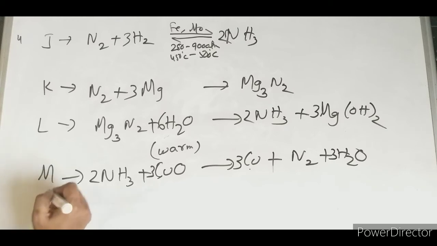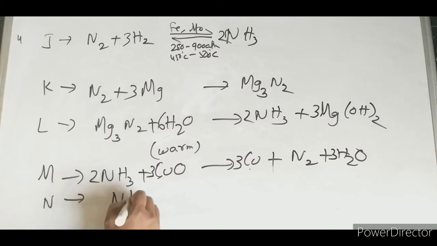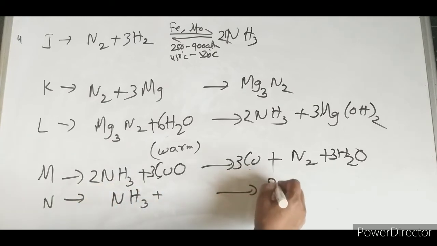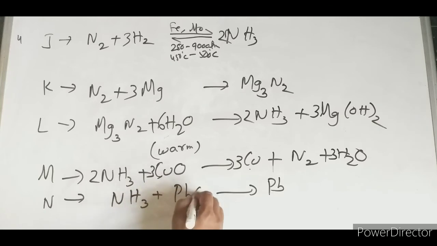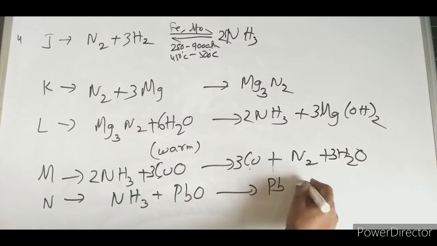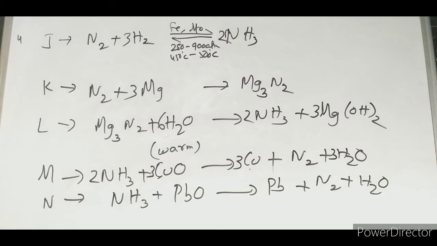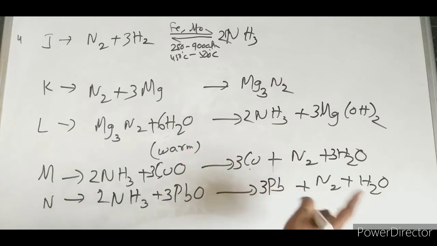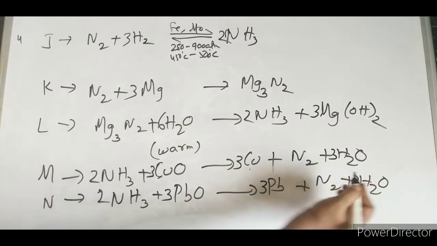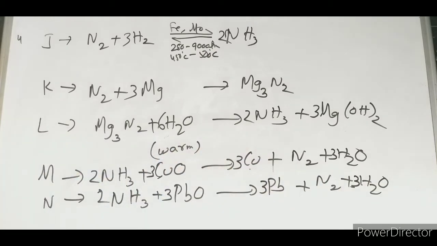Then what is N? N is from ammonia to Pb. So here ammonia, addition of something gives rise to Pb. So here this one will be PbO. Okay, addition of PbO, it gives rise to Pb plus nitrogen plus water. So now let us balance: 2 ammonia, 3 PbO, here 3 Pb, the same thing only, here 3 water. Okay, so see this one is N.